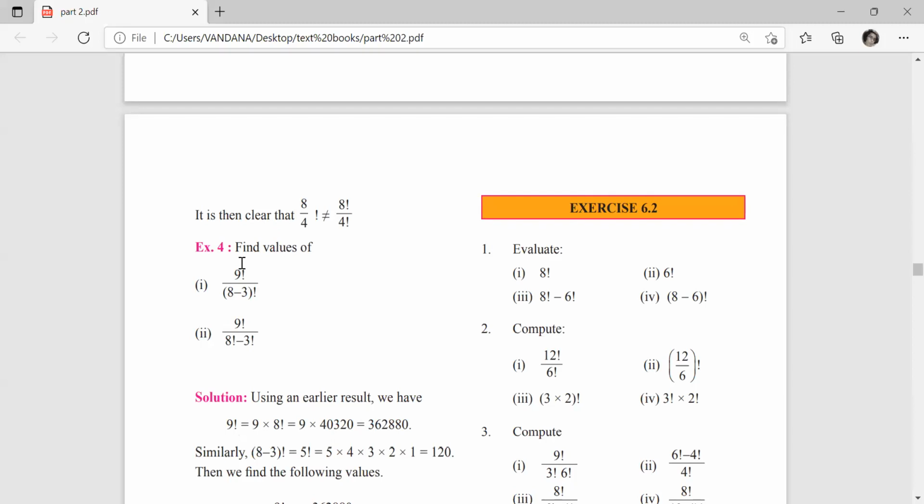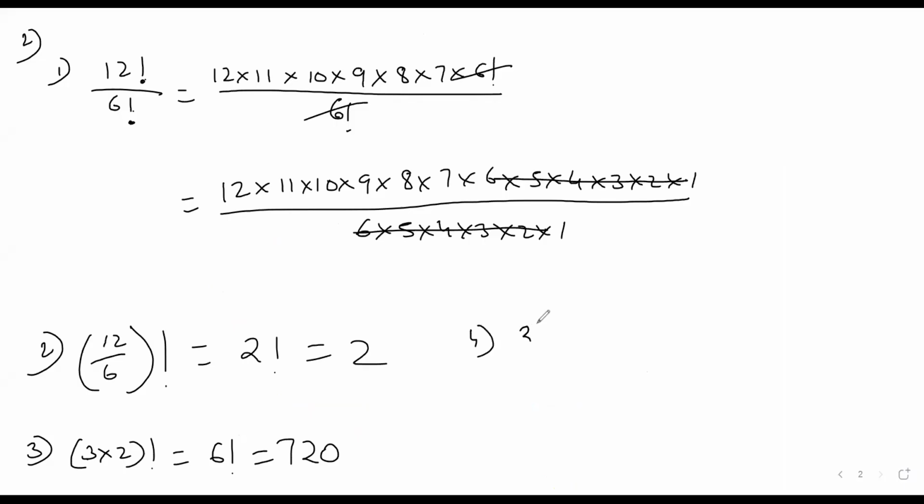Next is 3 factorial into 2 factorial. What is 3 factorial? 6. 2 factorial is 2. Your answer is 12.